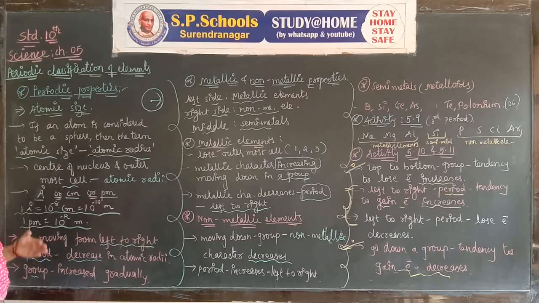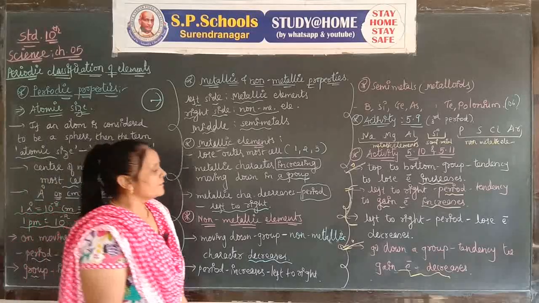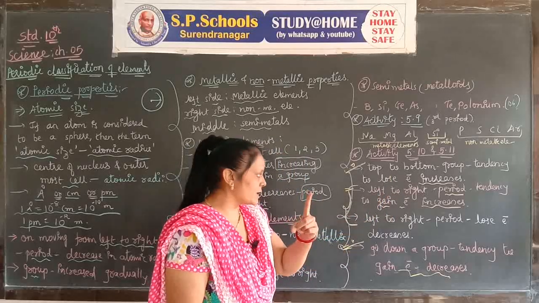Here, on moving from left to right in a period, there will be a decrease in atomic radius. When we go down a group, the atomic radius gradually increases. Here the marks can be cut off in the case of left to right and increase and decrease. Let's see again. When we go top to bottom in a group, the tendency to lose electrons increases.